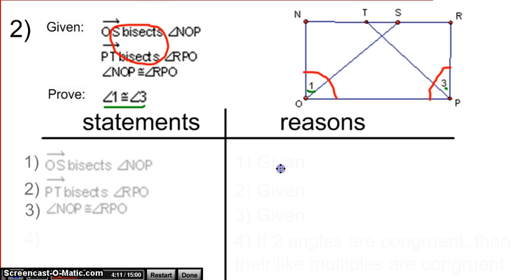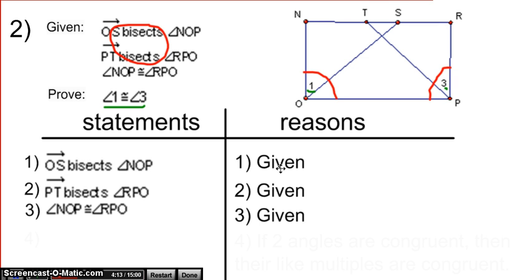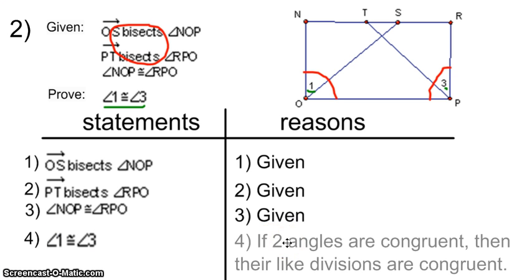So we start with our givens. And after we list our givens, because we're going from angle NOP down to angle 1, and angle RPO down to angle 3, we're going from larger angles to smaller angles using double use of bisect. We can say that if two angles are congruent, then their like divisions are congruent.